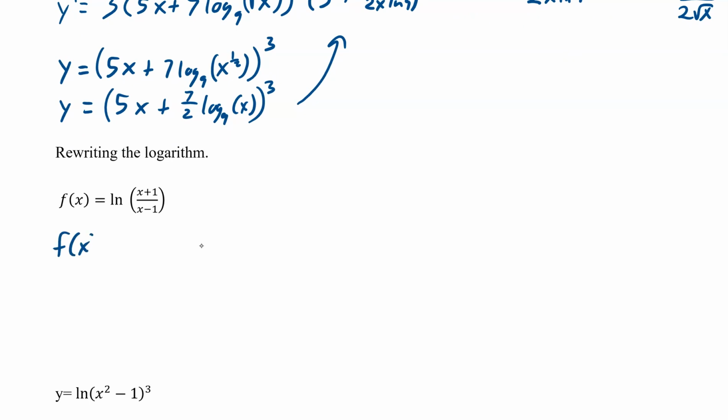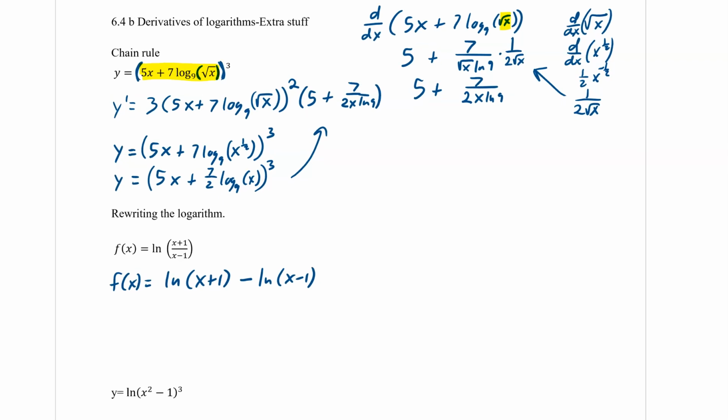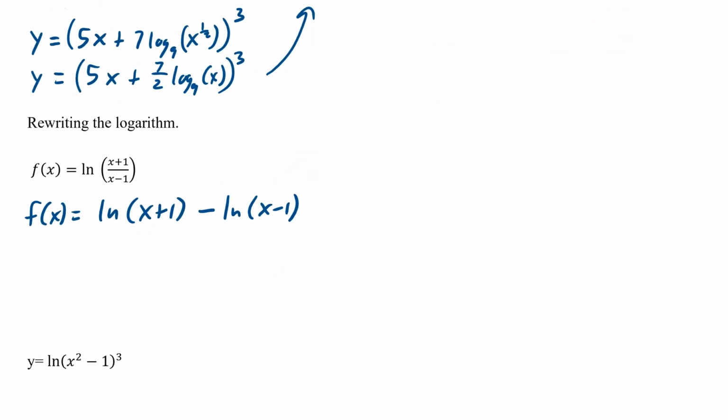So if we take our function here, and we put natural log of x plus 1 minus natural log of x minus 1. Remember, we're using that rule that allows us to separate them. So if it's a division, you put subtraction. If it's multiply, you put an addition. Now we have two separate logarithms. So this would just become 1 over x plus 1. And then derivative of x plus 1 is just 1, so we don't have to do anything. Minus 1 over x minus 1. And then the derivative of x minus 1 is 1. And there you have it.